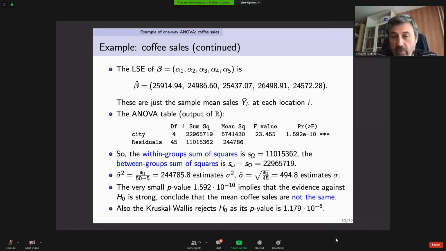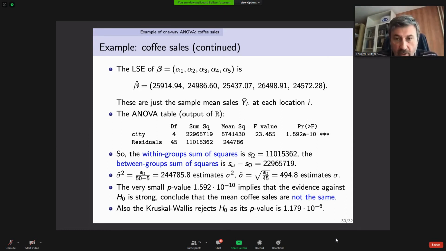So the ANOVA table is going to be this, and then you see these numbers. And then you immediately look at this number, okay? That's the most important number. So the p-value is very, very small, okay? Well, 10 to the power minus 10 times something, so it's really small.